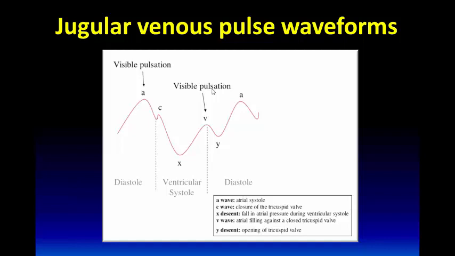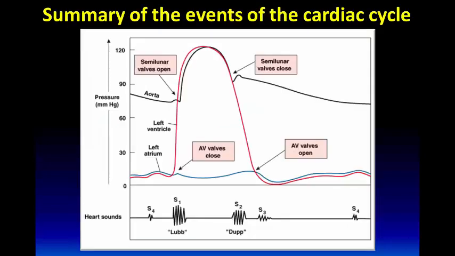The venous pulsations are seen and not felt, whereas the arterial pulsations can be felt. So here we have a summary of the events of the cardiac cycle.